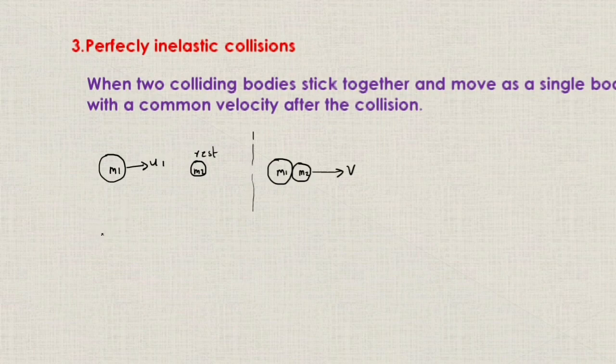So let's discuss the momentum conservation here. Linear momentum is conserved in this collision, right? So what is the momentum before? The momentum before is equal to m1 u1 plus, what is the momentum of the second body? 0, right?